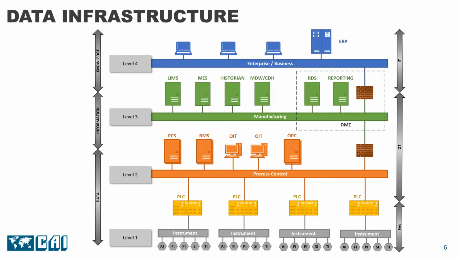On the left-hand side of the diagram, you will see the transformation of data into information and information to knowledge. On the right-hand side of this diagram, we see the groups possessing the domain knowledge. At the bottom, you see that the domain knowledge for the components at level 1 reside with the instrumentation and electrical, I&E, group. Between levels 1 and 3, the domain knowledge primarily resides with operational technology, OT.